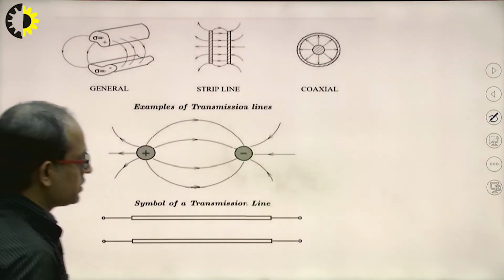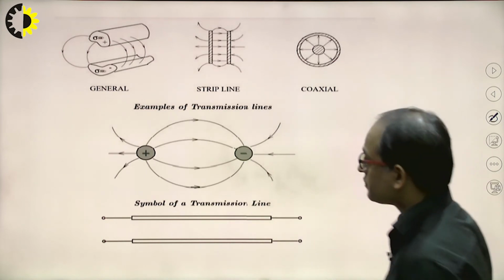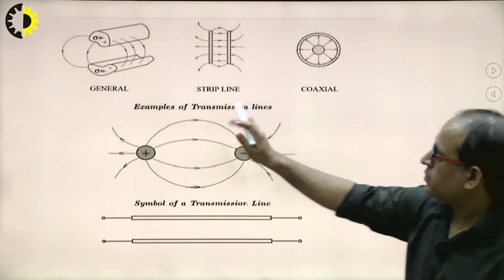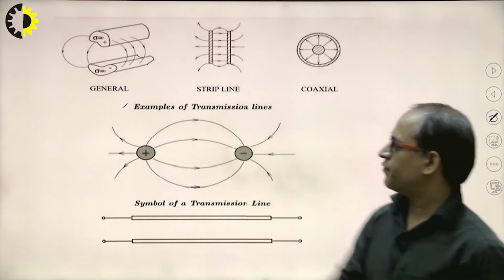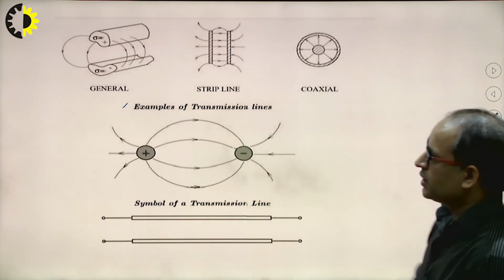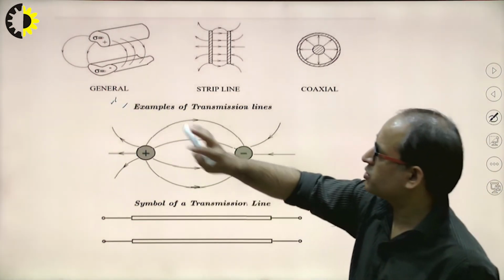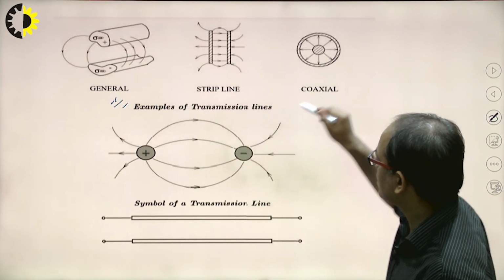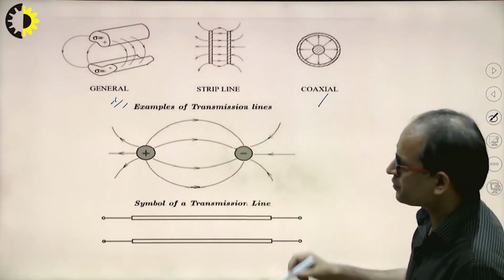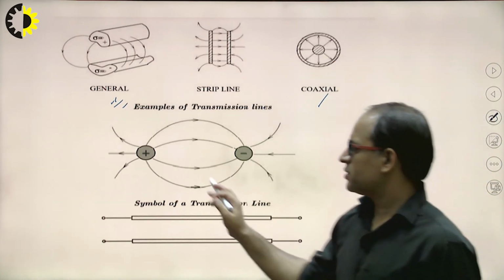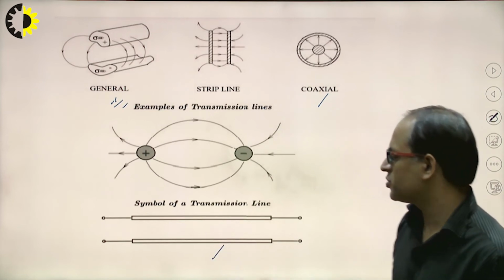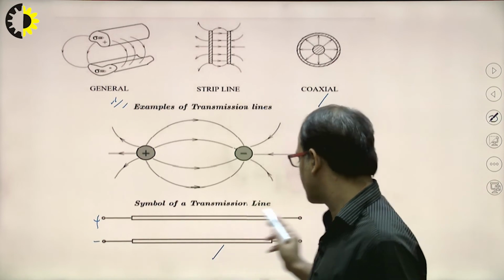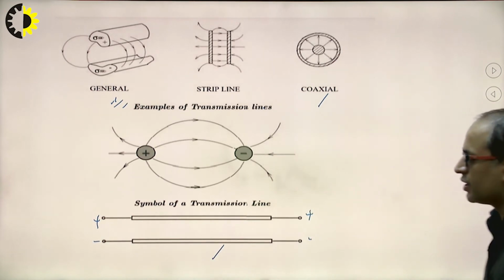Now these are the figures which I have taken from the book. These are figures of some transmission lines. Let's say this one is the normal coaxial transmission line. This one is the strip line, and this one is the coaxial. Clear? And the symbol of a transmission line will be this one. Clear?